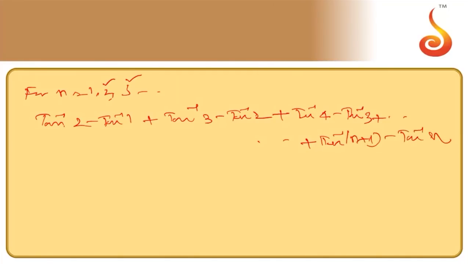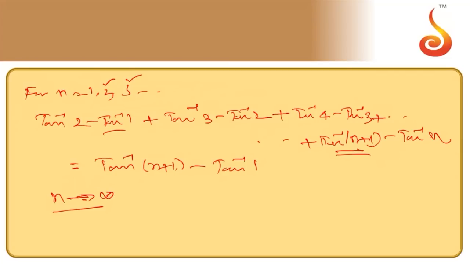Nth term will be tan inverse of n plus 1 minus tan inverse of n. So upon plus minus signs and simplification results in tan inverse of n plus 1. So all the terms get cancelled. You'll be getting tan inverse of n plus 1 minus tan inverse of 1.